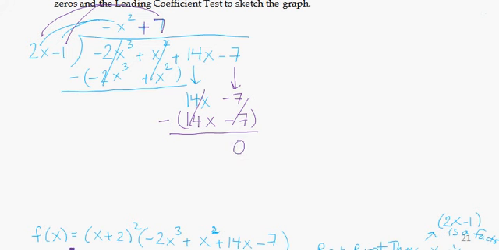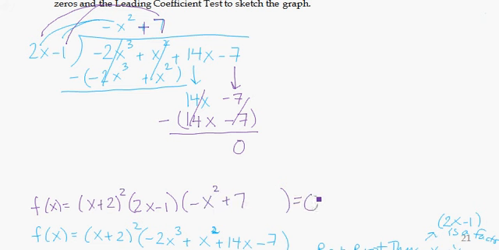So what does this tell us? This tells me that f of x, which we knew already factored into x plus 2 squared, also has a factor of 2x minus 1. And what's left after we take out all 3 of those factors is just this negative x squared plus 7.